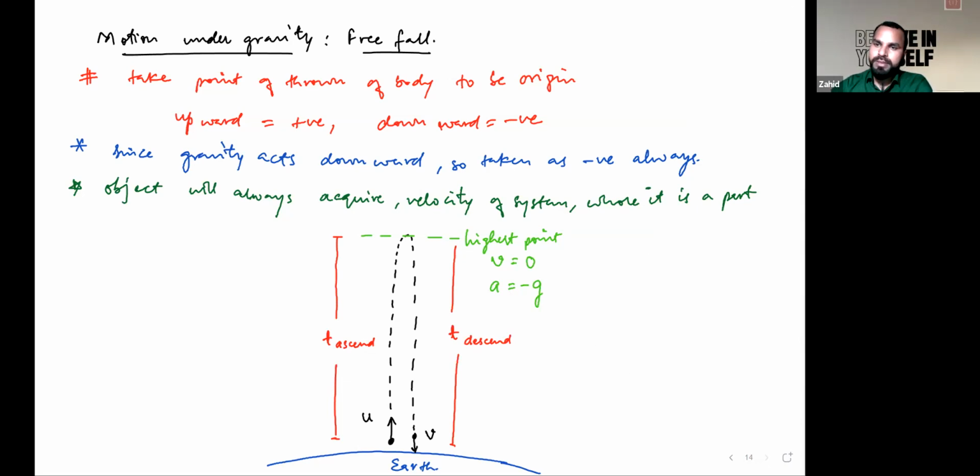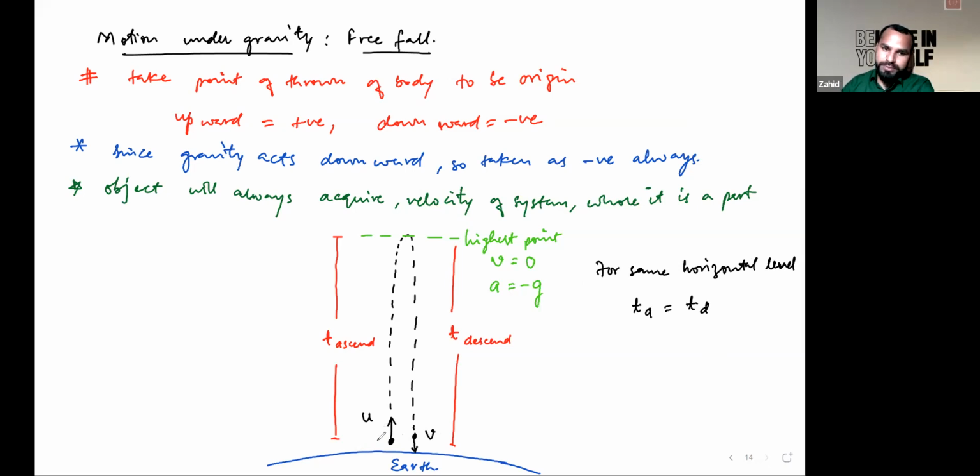So just remember some rule. For same horizontal level, means at this point, time of ascent is equals to time of descent.